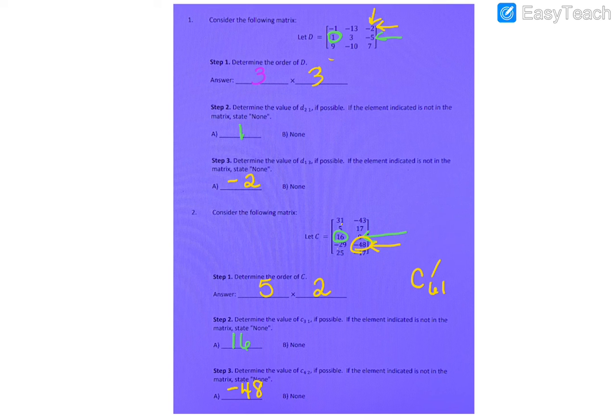Now, if they did something like, let's say they asked you for C61, and we have a matrix, obviously, that doesn't have a row 6, that's when you would say there is none. They didn't ask us any there, but anytime they ask us for something where there's not a row or column that corresponds to what they're asking for, then we would say none.